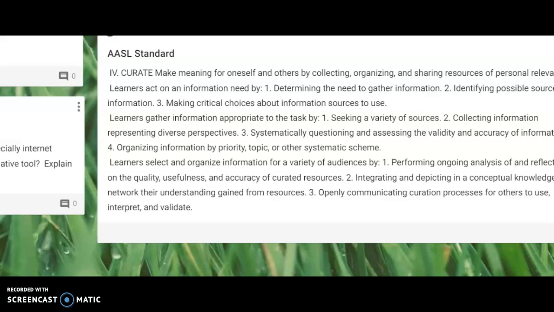Learners will select and organize information for a variety of audiences. 1, by performing ongoing analysis of and reflection on the quality, usefulness, and accuracy of curated resources. Number 2, integrating and depicting in a conceptual knowledge network their understanding gained from the resources. You have to explain your analysis, explain how the facts match what you support or your conclusions. Number 3, openly communicating curation processes for others to use, interpret, and validate. Because I will take a rubric and I'll be looking at your sources and your conclusions, and I need to see how your sources fit in and support your conclusions.